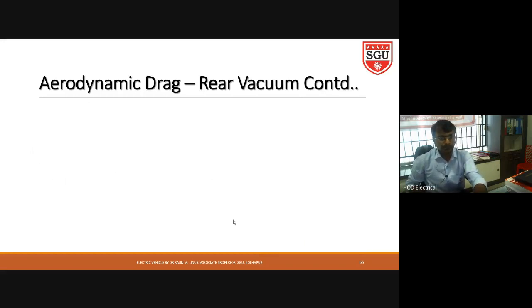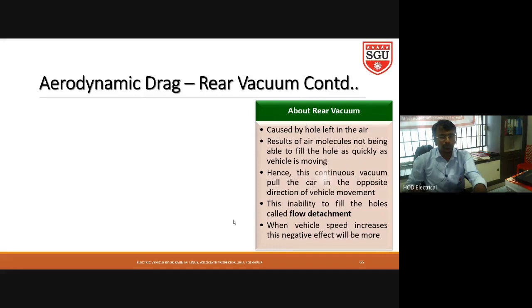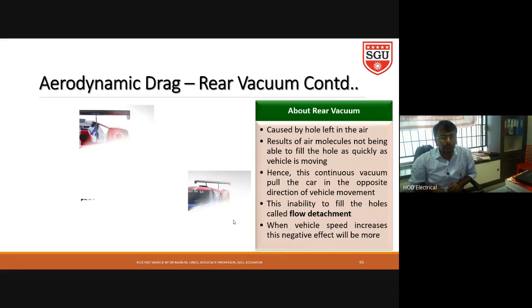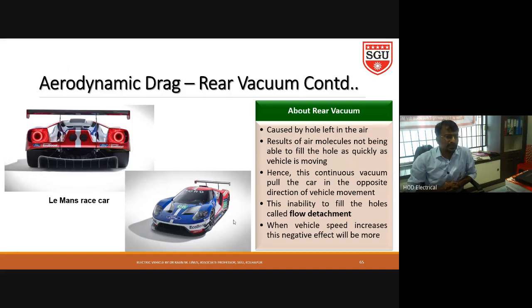Now, if you see this, whatever I have explained, I have listed in this last slide. So that is the holes in the back side. When the car is moving at high speed, the vacuum space will be more. When the vehicle is moving at high speed, the negative impact of this type of aerodynamic force will be more. So how can one reduce it? Normally, in Le Mans race cars, they have given one projection, an additional fitting, in the back side.